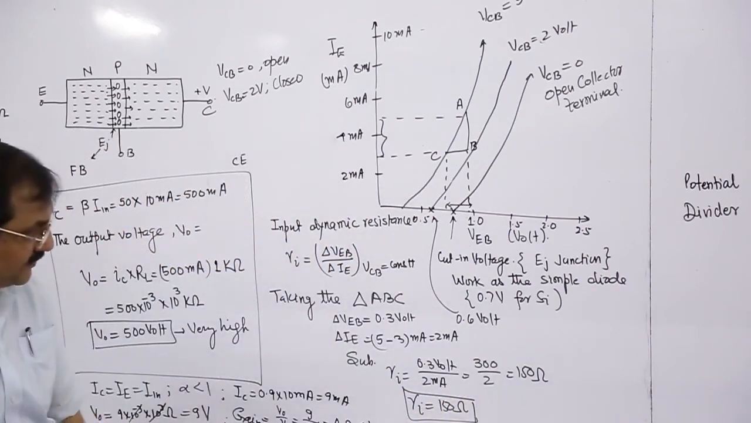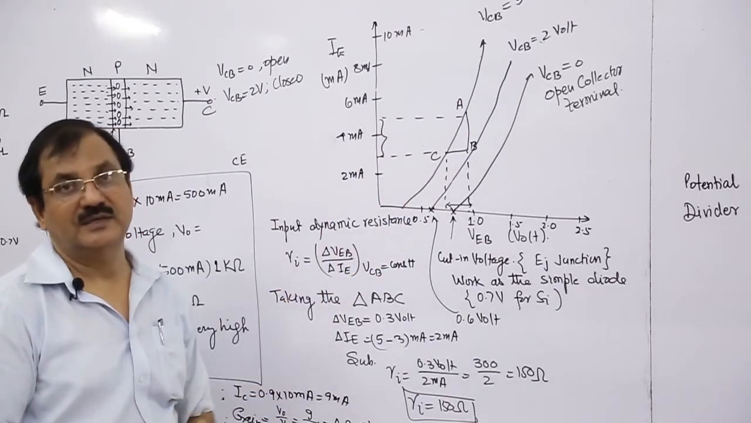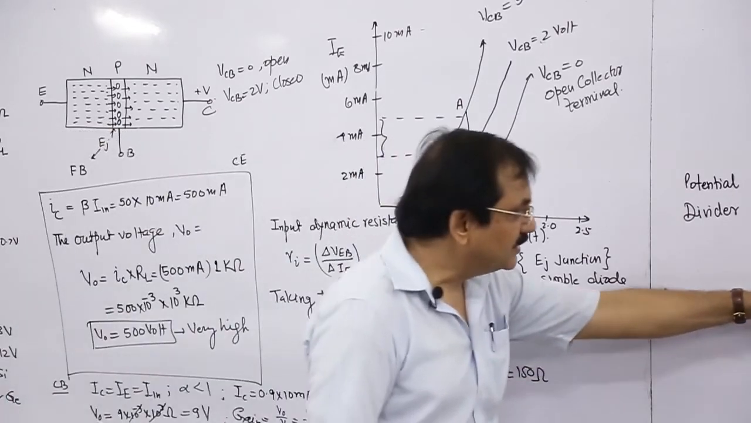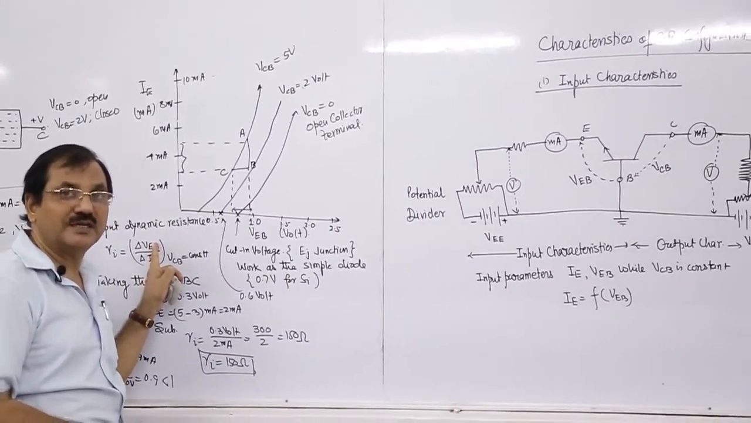Ri is 150 ohm. So this part is here in this way. So this one is what? This one is the input characteristic.